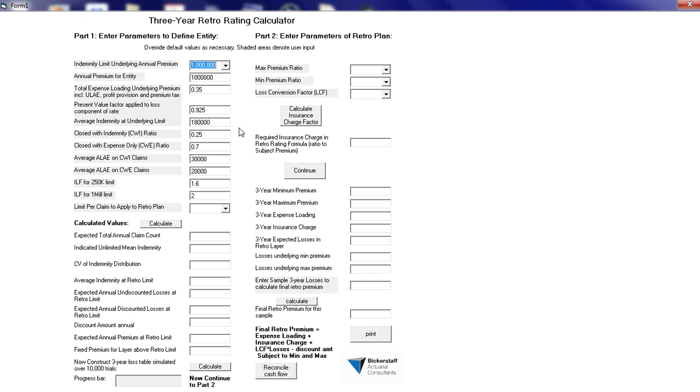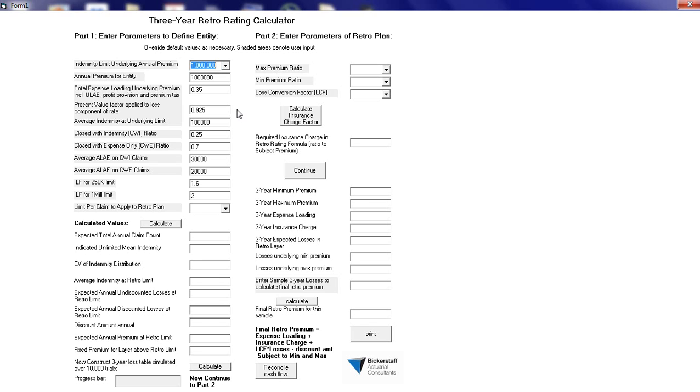Now, here are some other items that have to do with the average cost per claim in this particular line. First off, and this may or may not be in the rate level that we're dealing with for this particular line, we need to know, or at least have a good estimate of, what the average indemnity is at this underlying $1 million limit. In this case, I'm using $180,000.